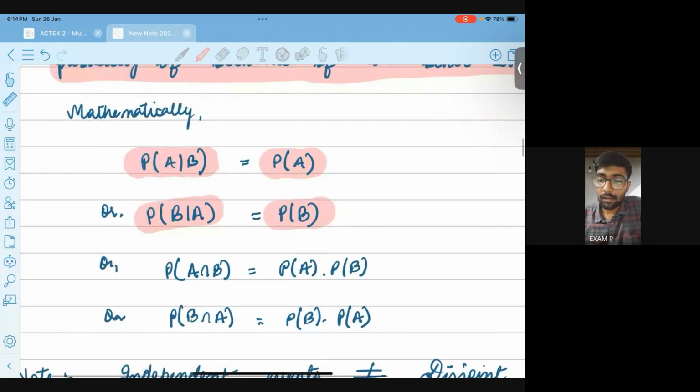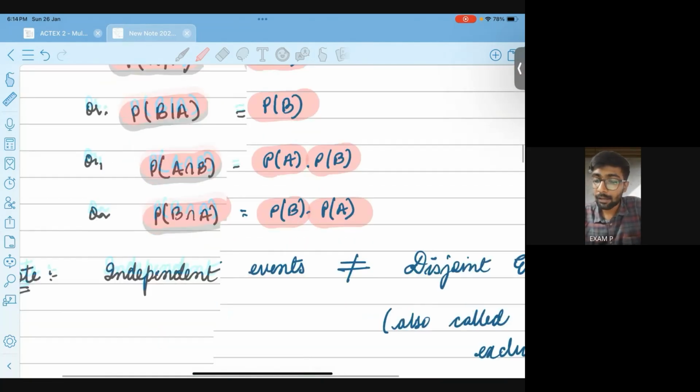Or a more famous condition is that the intersection probabilities are just the product of the individual probabilities. So the probability of A intersection B is the product of the probability of A and the probability of B. Similarly, B intersection A is the probability of B times the probability of A.